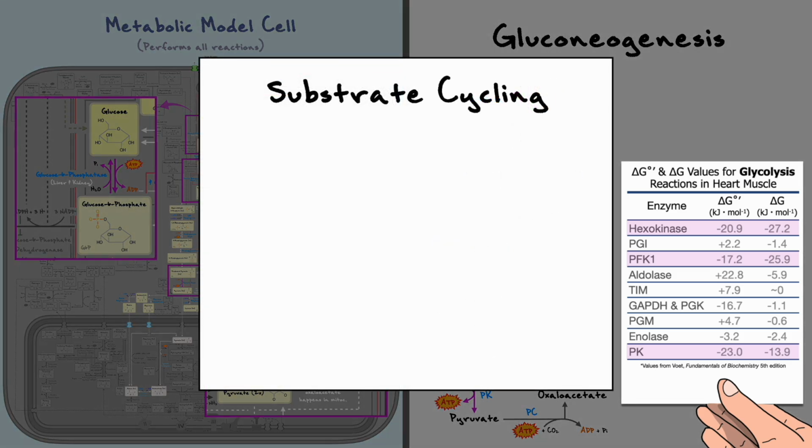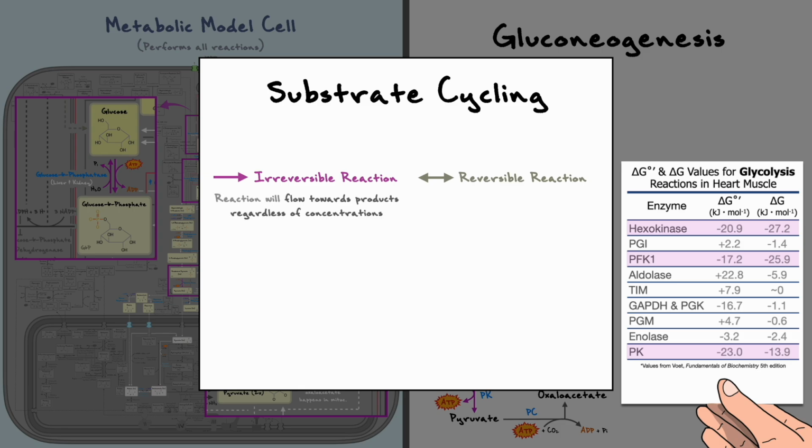As you can see from this table that we have seen a couple of times now, we have the changes in free energy associated with each reaction. Based on these values, remember that reactions with very negative values, such as those highlighted in violet, correspond to irreversible reactions, and those with values close to zero correspond to reversible reactions. In the cell, what this means essentially is that irreversible reactions will flow to make products regardless of the concentrations, whereas reversible reactions will flow to equilibrate both products and reactants.